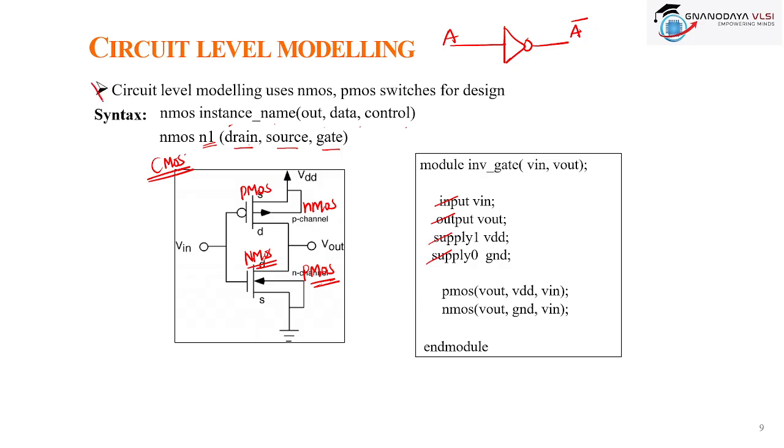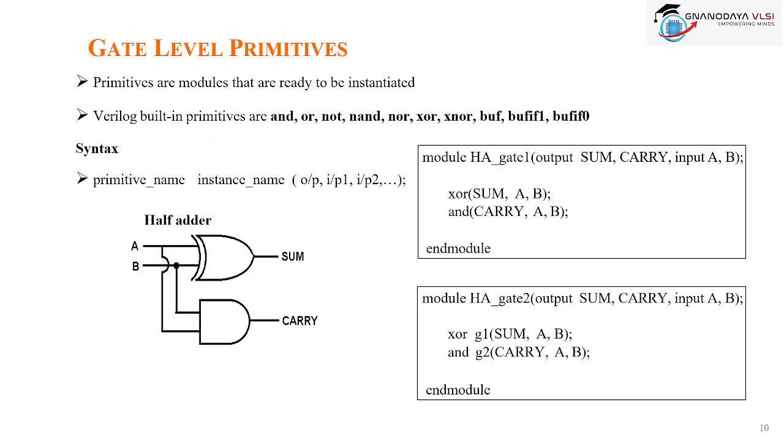So this circuit level modeling we are not preferring. Why? Because when you are going for large scale SoC design, we can't prefer this one. So gate level modeling means, as I told you, you are using gate level primitives ready to be instantiated.